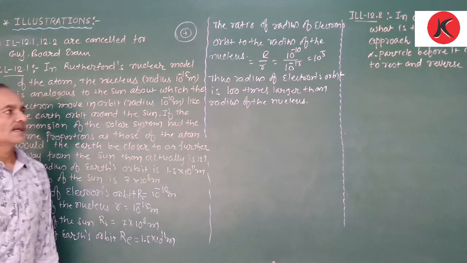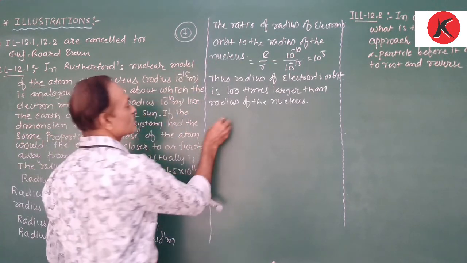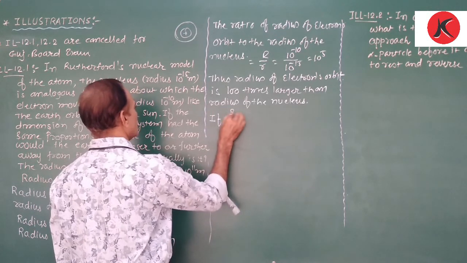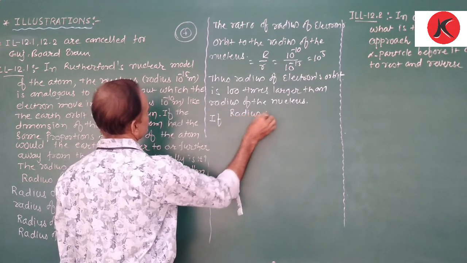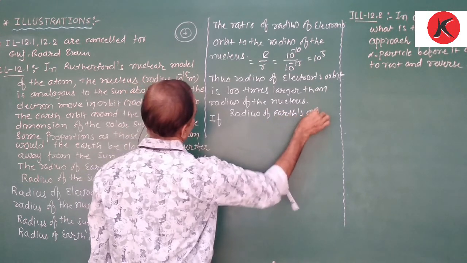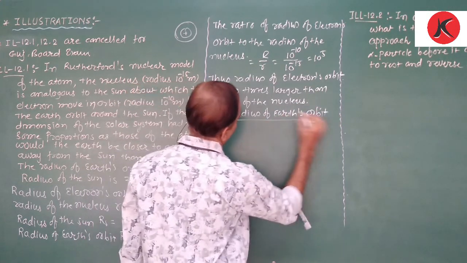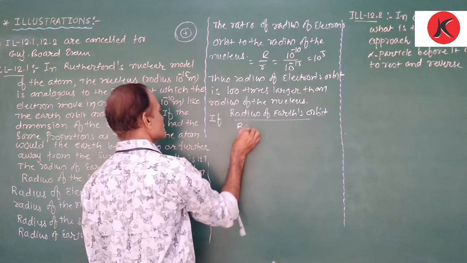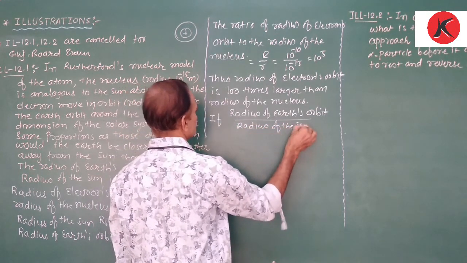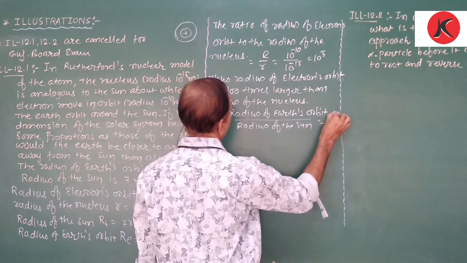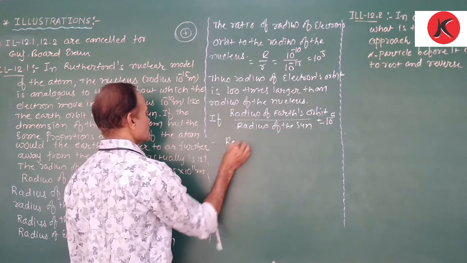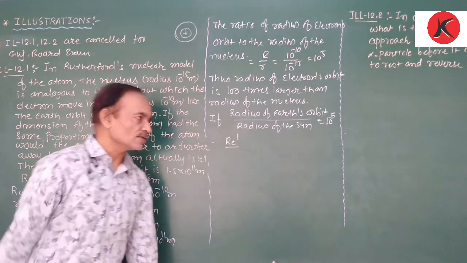Right? Now, if this ratio 10^5, if the radius of the Earth's orbit to the radius of the Sun is the same as this ratio 10^5, therefore r' is the radius of the Earth's orbit.